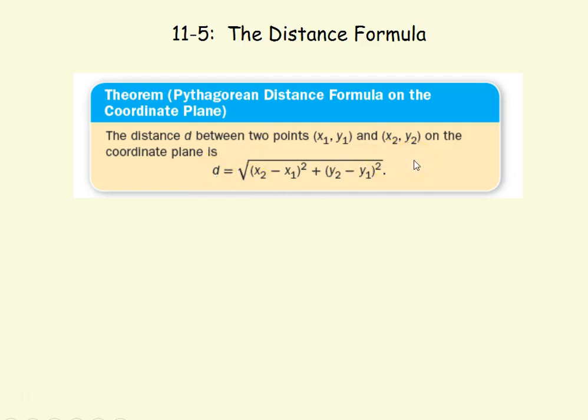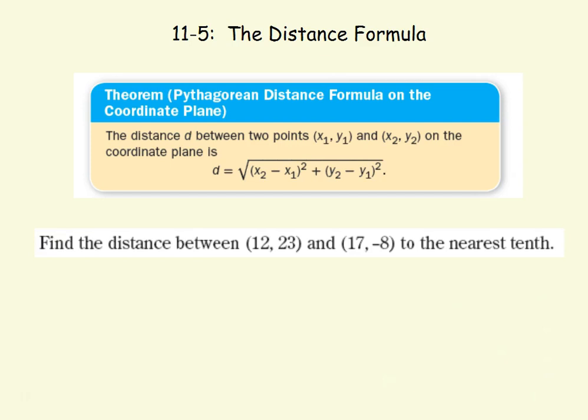So it's exactly the Pythagorean theorem, just in a different format because we're using coordinates instead of actual measured distances of a triangle. So what does that look like? Here's an example. We're going to find the distance between 12, 23, and 17, negative 8, and we're going to do that to the nearest tenth after we evaluate the square root of whatever it is we need to find here. So we have our values.